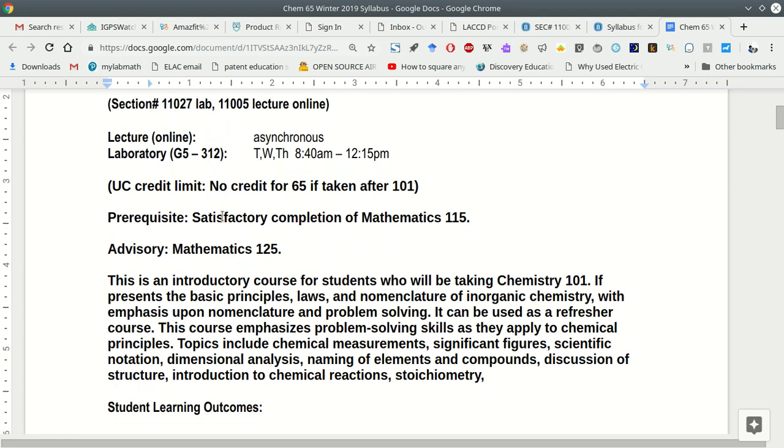If you are going to be a nurse, I suggest you take Chem 51 instead. Chem 51 covers more of the chemistry that is related to the human body. Chem 65 covers the chemistry that is related to Chem 101. Chem 65 is meant for people who are going to take Chem 101. There is some math in Chem 65. There's a lot of math in Chem 65, so it's important to have the skills from these two math courses, Math 115 and Math 125.